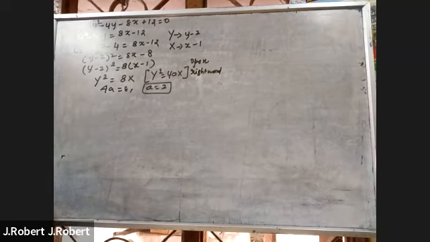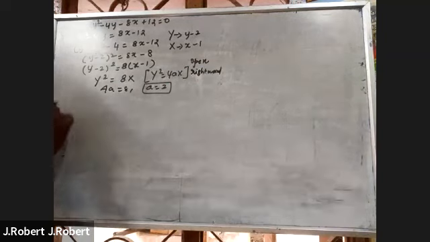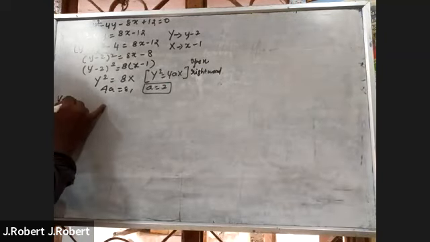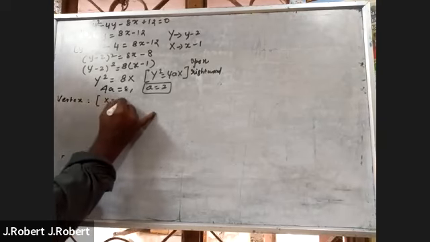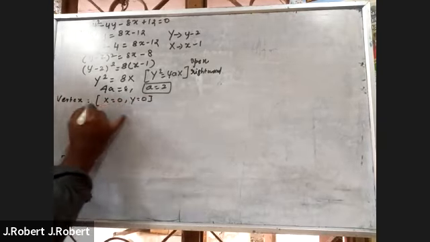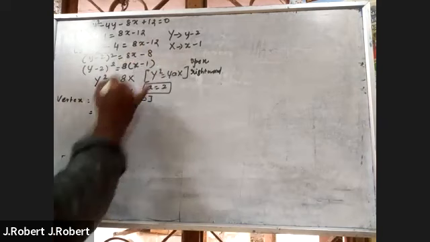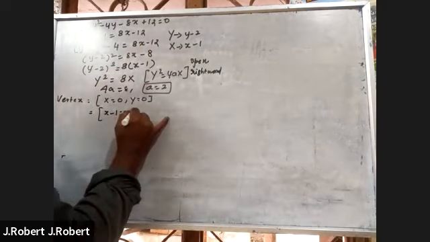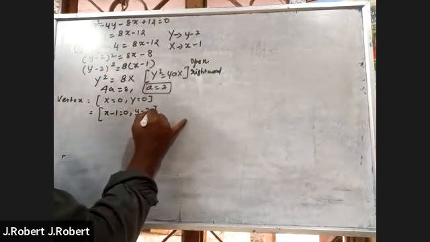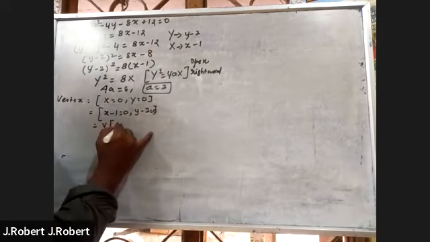This is also a equals 2. Now listen, first one, vertex. Vertex means capital X equal to 0, capital Y equals 0, which means X minus 1 equal to 0 and Y minus 2 equal to 0. So this becomes vertex (1, 2).